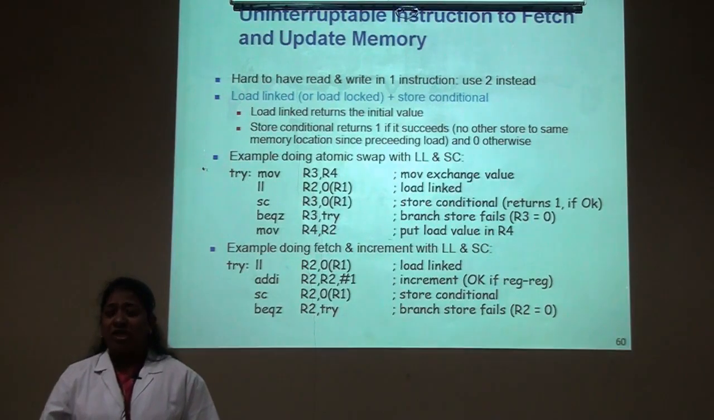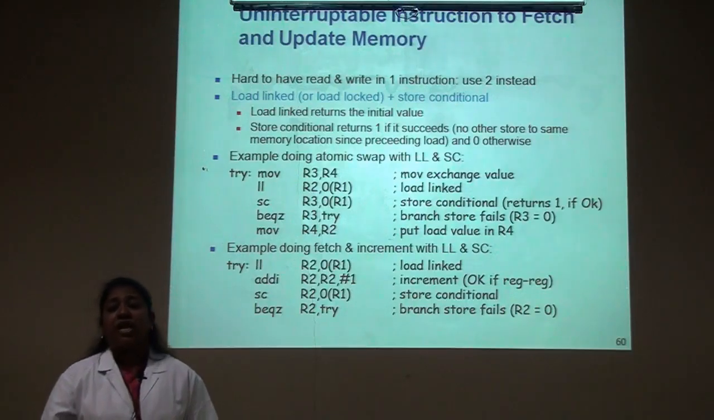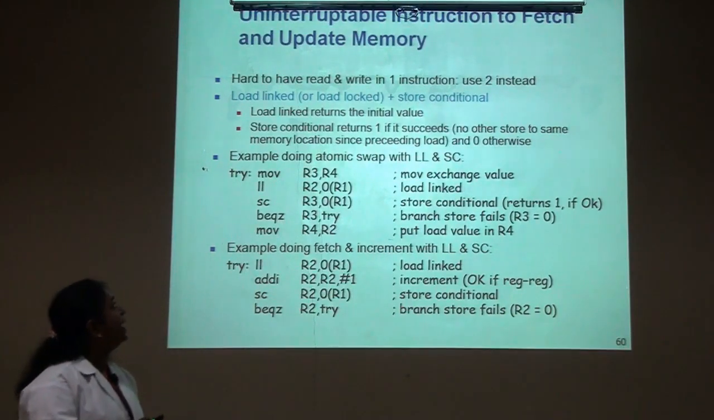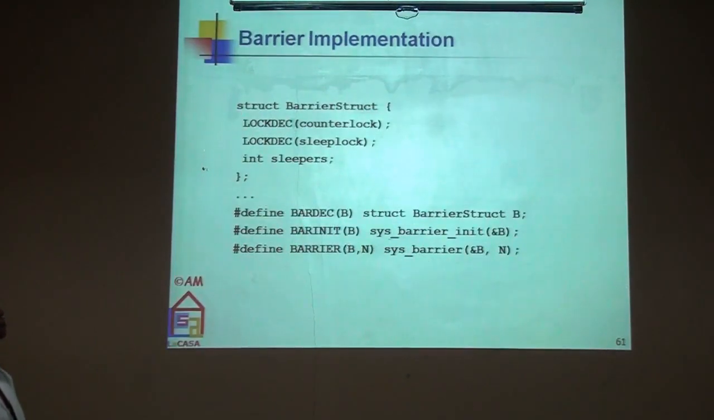So we check whether the shared data is there or not, and based on the shared data availability, we apply the load linked and store conditional operation. With load linked, the variable can be locked, and the store conditional is nothing but after that it is released. For that purpose we move the data R3 to R4, load linked is used, store conditional SC is used, and with this branch and store operation, it is released. The same way, fetch and increment can also be performed.